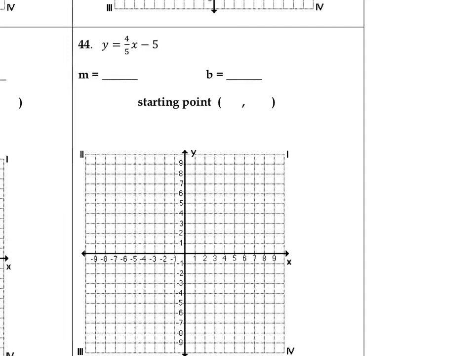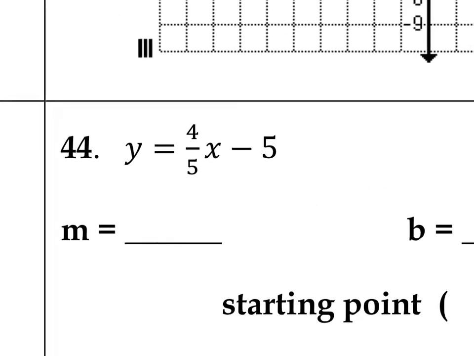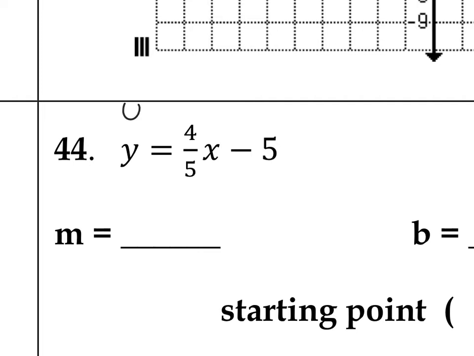Here we have the line y equals 4 over 5x minus 5. And we got to check and make sure it's in y equals mx plus b form first. It looks like it is. So I'm going to go ahead and identify my slope. M, the number in front of the x, which is 4 over 5.